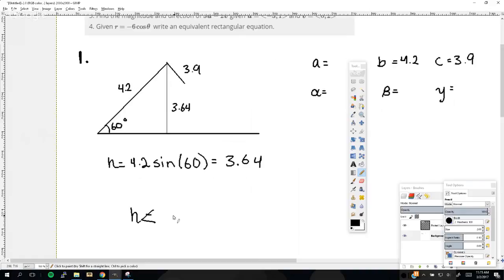Okay, so height is less than A, which is 3.9. Oops, let me do this. 3.64 is less than this one, so 3.9. And 3.9 is, yeah, so we have two triangles.